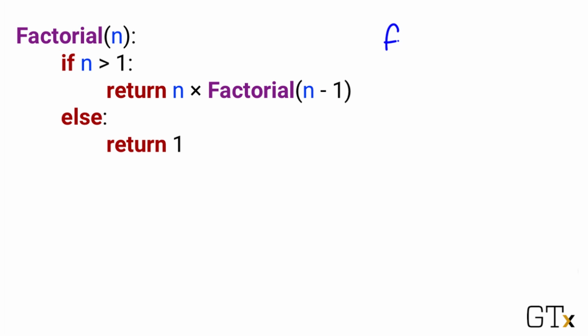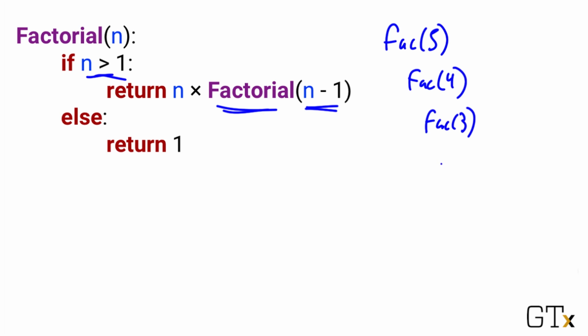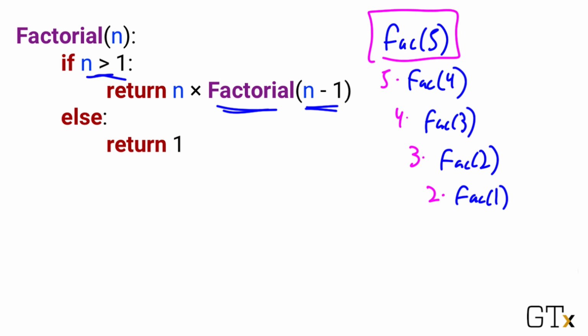So if I run factorial of 5, I'll just abbreviate it with fac, then 5 is greater than 1, so it's going to call factorial of n minus 1. N was 5, so it's going to call factorial 4. Factorial 4 is still greater than 1, so it'll call factorial of 3. That's still greater than 1, so it'll call factorial of 2. That's still greater than 1, so it'll call factorial of 1. Each of these will be multiplied by the previous number. So 2 times factorial 1, 3 times factorial 2, 4 times factorial 3, 5 times factorial 4, and those results will give us factorial of 5.